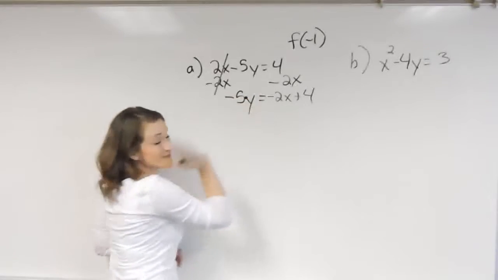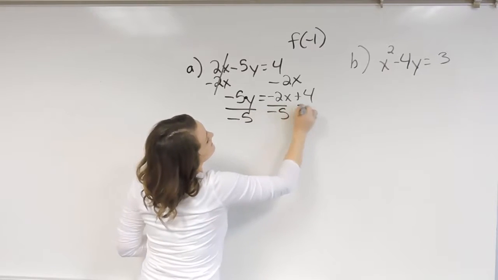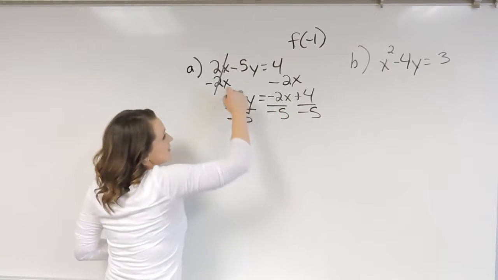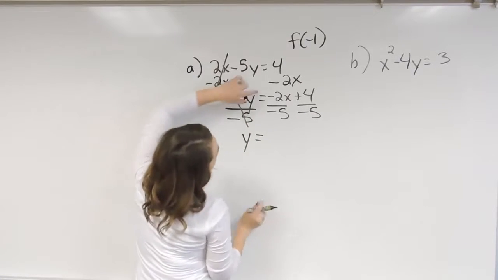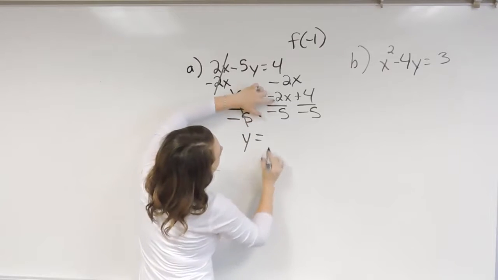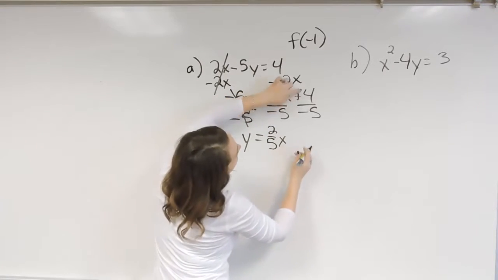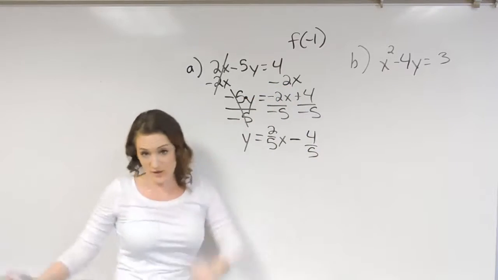That is negative 5 times y. So the opposite of multiplication is division, so we divide everything by negative 5. Negative 5 over negative 5 cancels. And we get y is equal to, well, negative over negative is positive, so here we have 2/5 x. Positive over negative is a negative, and then a 4/5 right there.